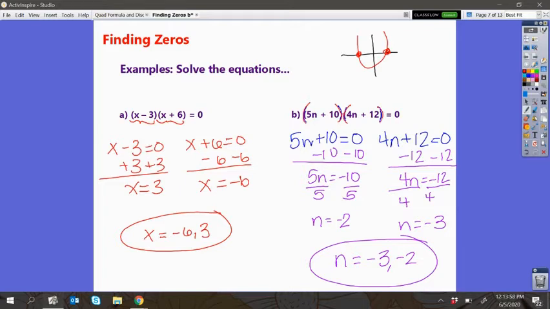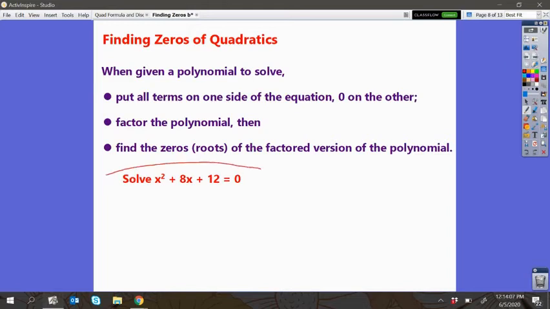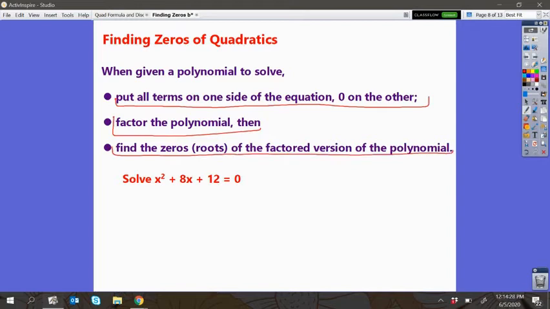I have two binomials being multiplied together, set them both equal to 0, split the problem up into two pieces, and solve. Now what happens though, if it's not already factored? Well, that's easy. We're just going to factor it. So make sure that you put all terms on one side of the equation and 0 on the other. Basically, you need to make sure it's equal to 0, otherwise that zero product property doesn't work. Then you're going to factor, and then finally you're going to find the zeros by solving those little equations.